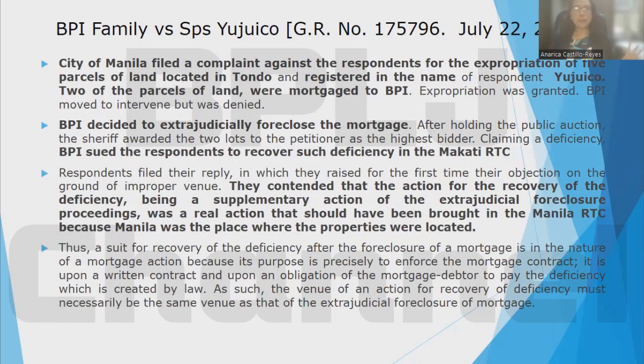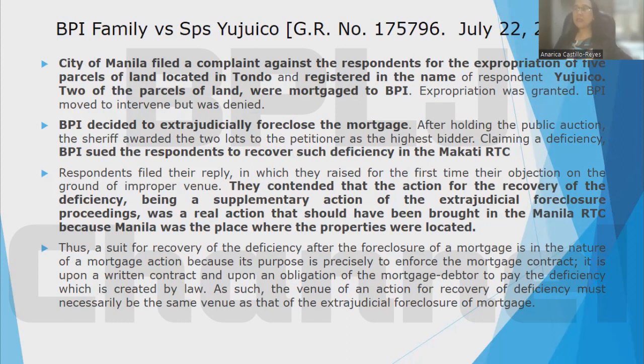Okay. BPI Family versus UWICO. The City of Manila filed a complaint against UWICO for expropriation of parcels of land located in Tondo. Okay. Now, two of the parcels of land were mortgaged to BPI. Now, BPI decided to extrajudicially foreclose the mortgage. BPI sued after holding the public auction. The sheriff awarded the lots to BPI as the highest bidder. However, since there is a deficiency, BPI sued the respondents to recover the deficiency in the Makati RTC.